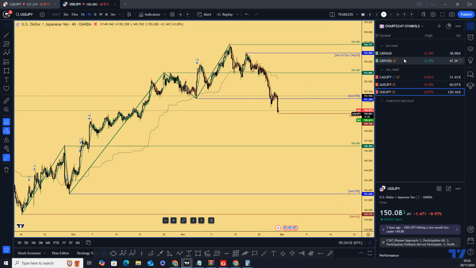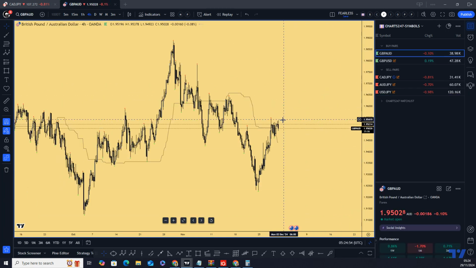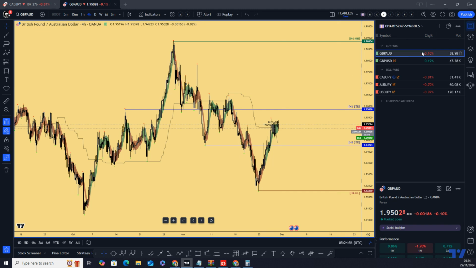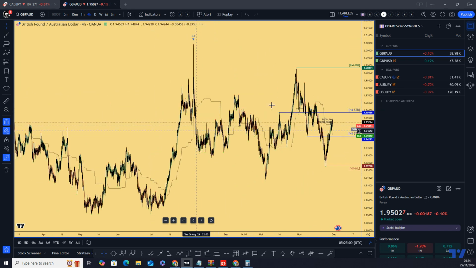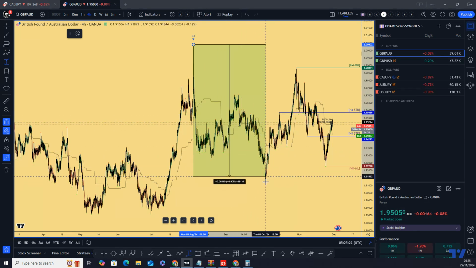I'm going to jump straight to the pound Aussie. Very interesting pair. Okay, so this is our buy pair. All right, so you can see there's no trend here. This is going up, coming down, going up, coming down. This is basically in a big range, but that range, okay, what am I looking for here? So you can say we have the high of the range and the low of the range.